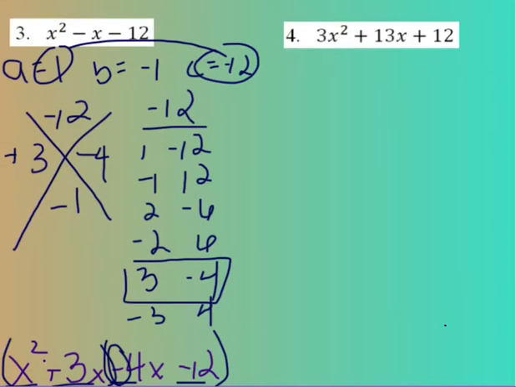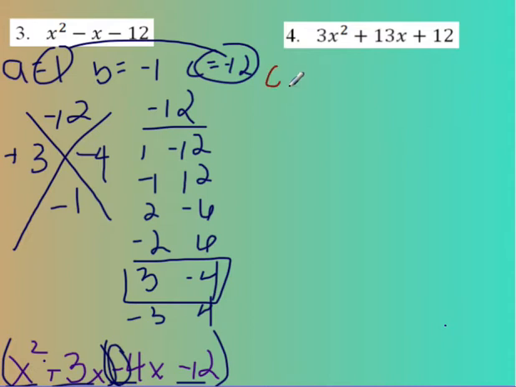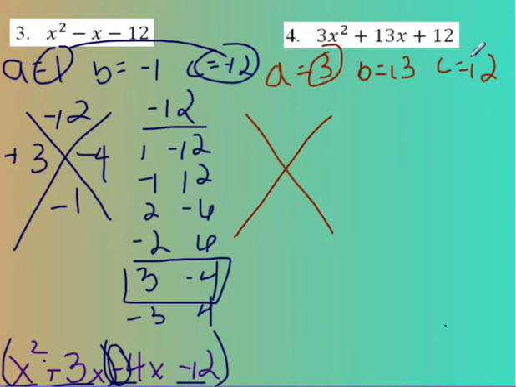Okay, so for number 4, we need to assign our a, our b, and our c value. So a is equal to 3, b is equal to 13, and c is equal to 12. So now we need to set up our x. So remember, you need to take your a times your c. Well, 3 times 12 is 36. So we're multiplying to 36 and adding to 13. Both of them are positive, so both our factors are going to be positive.